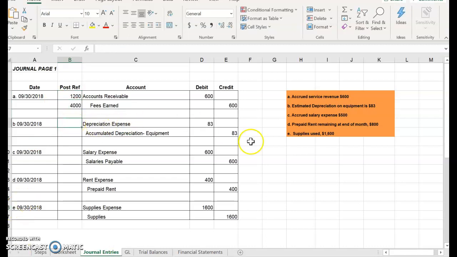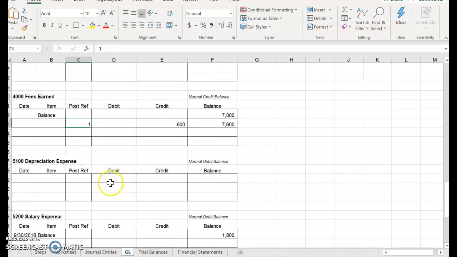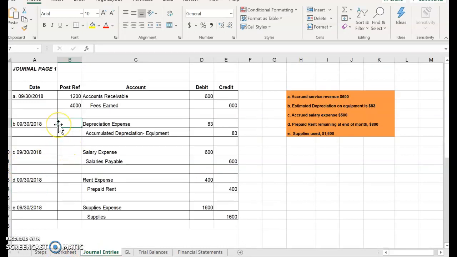Okay, depreciation expense, I debited it for $83. So now I'll go to depreciation expense and I will debit it for $83. Let's put it right here. It didn't have a balance to begin with, so the balance is now $83. This came from journal entry page 1, and this is account number 5100. So depreciation expense was recorded in account number 5100.